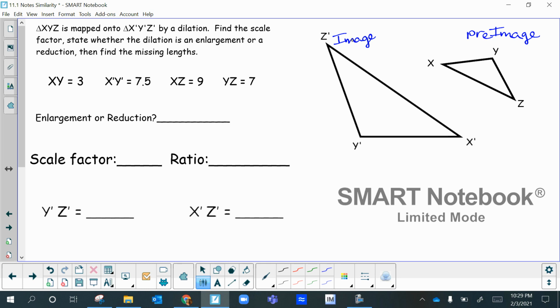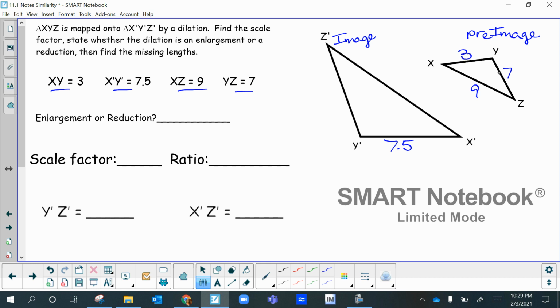So it says find the scale factor, state what type of dilation it is, and then find some missing side lengths. Okay, so they actually gave us some information here, so we want to go ahead and plug that in. So they gave us XY is 3, so we're just going to label that. X prime, Y prime is 7.5. So let's label that 7.5. XZ is 9. And YZ is 7. Okay, so they gave us all 3 sides over here.